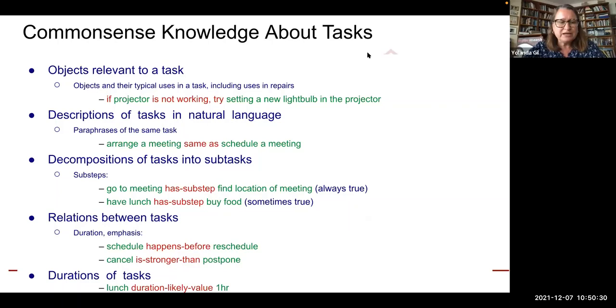Next. So we started to work on what kind of common sense knowledge would we need about tasks, and it mostly revolved around the objects that would be involved in doing a task. You have to have them in order to do that task. We realized that we needed paraphrases of the same task so that we could understand what the user was saying, decompositions of the task so that we could anticipate what the user might need to do, or give them an advance warning about that subtask, relations between tasks, particularly temporal, and then the durations of the tasks. Next.